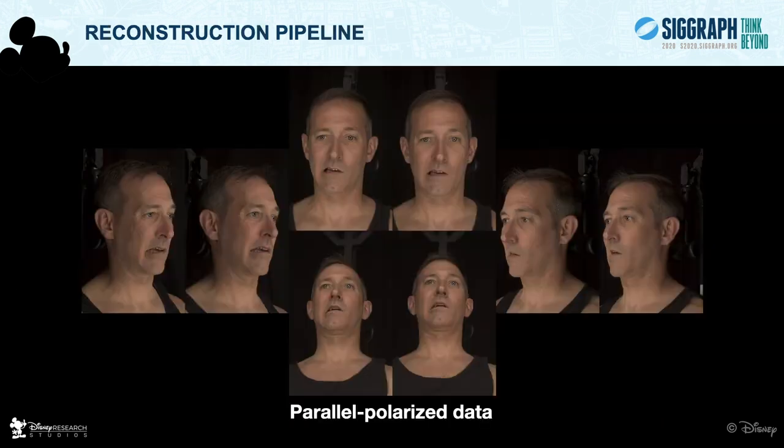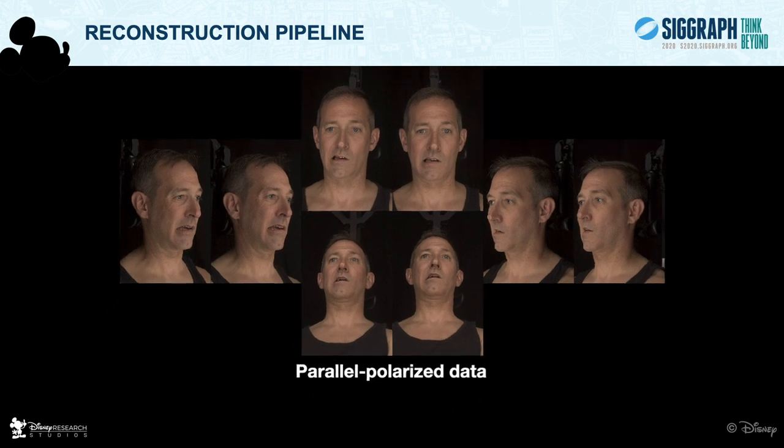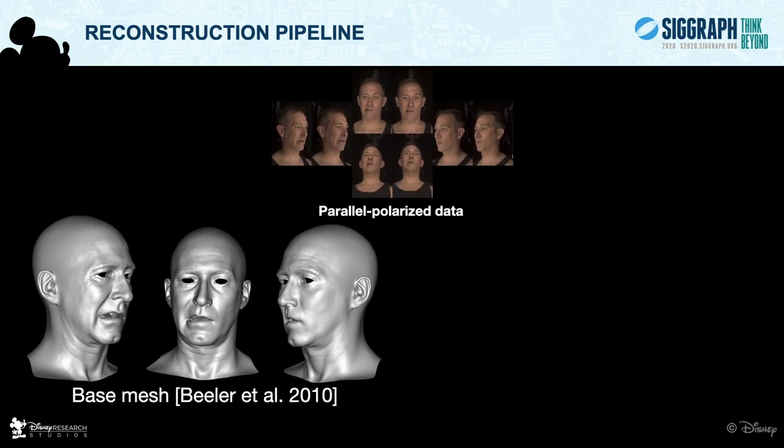Our parallel polarized cameras are arranged in pairs for multi-view stereo reconstruction, from which we obtain a base 3D mesh from the approach proposed by Beeler and colleagues in 2010. We further fit a template mesh to obtain UV parametrization.